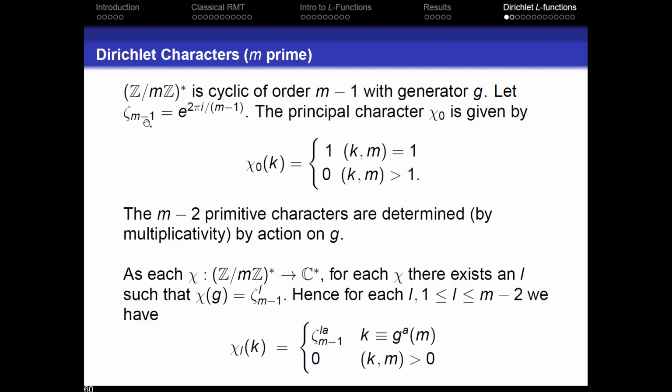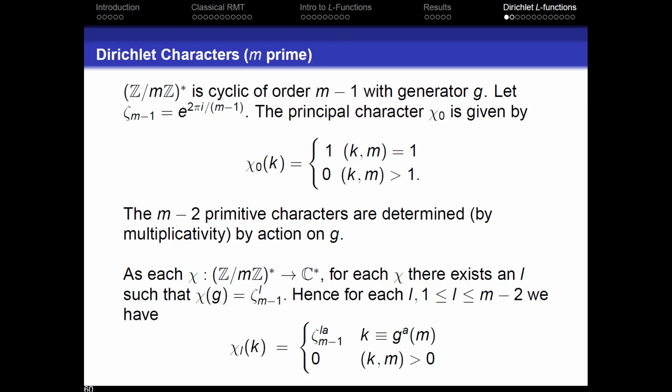Let zeta sub m minus 1 be an (m minus 1)st root of unity, so if we raise this to the (m minus 1)st power, we get 1. The simplest character to define is the principal character, which sends everything relatively prime to m to 1, and sends anything that shares a common factor with m to 0. If m is a prime number, this isn't too bad. The only things we have to worry about are 0, m, 2m, 3m, and so on. But more generally, we could do this for a composite m. That's the principal character, and it's pretty easy to understand.